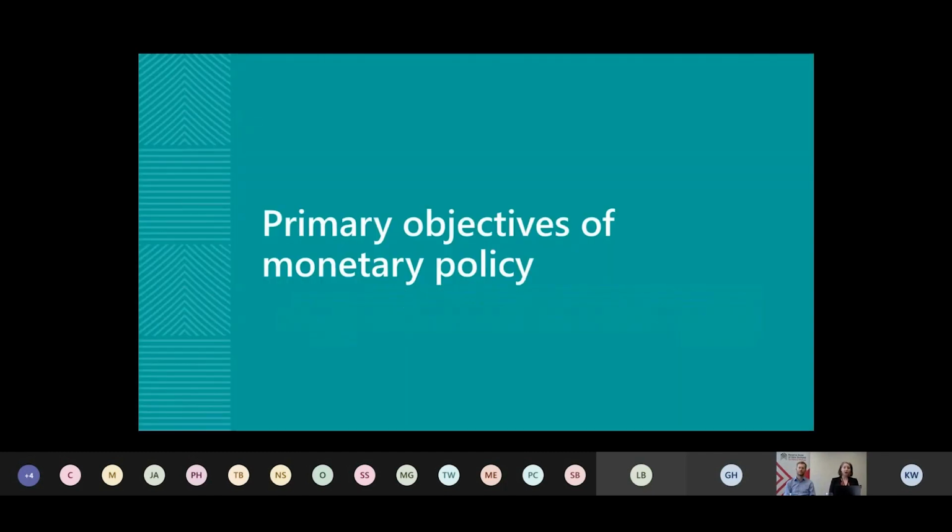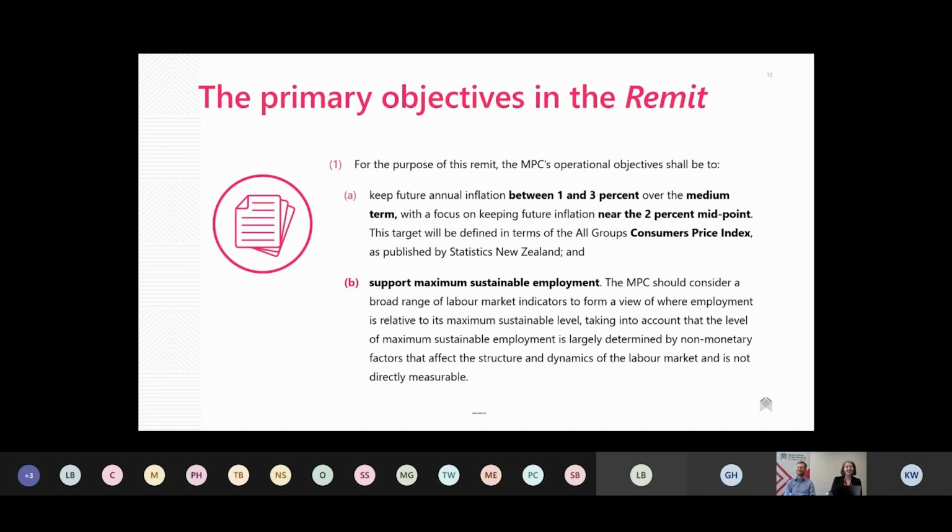So once we decided to stick within that inflation targeting framework, we need to decide within that exactly what the primary objectives of monetary policy should look like. This slide shows the current primary objectives in the remit, which you'll see are in two parts. The first is all about the inflation target, and the second is about maximum sustainable employment. As Chris mentioned, because maximum sustainable employment is not something we can easily measure, we've ruled out scope for further defining that part of the target.